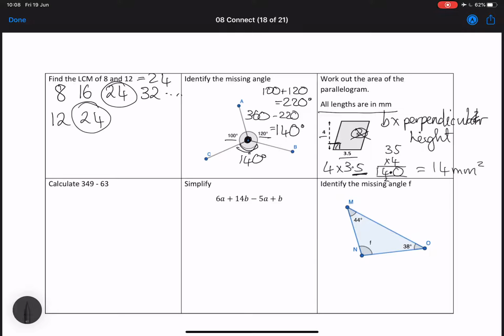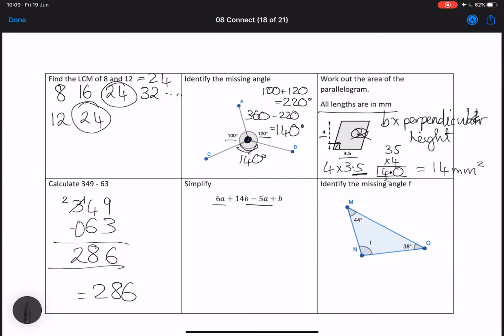Next one, a little bit of column subtraction, just making sure we set our work out really clearly in columns. 9 take away 3, 6. 4 take away 6 doesn't work, so I have to borrow from the next one. 14 take away 6 is 8. 2 take away 0, 2. My answer, 286.